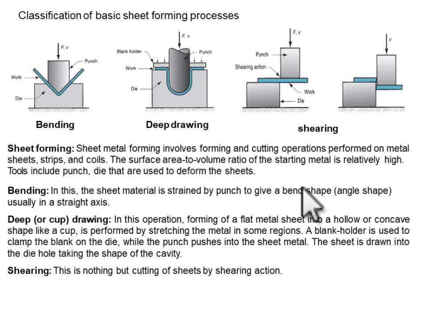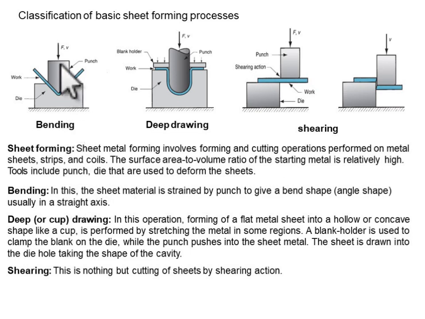Now the classification of basic sheet forming process. Many of us know these processes in our daily life. So sheet metals are basically those where the surface area is very high as compared to volume. Sheet metal forming involves forming and cutting operations performed on metal sheets, strips and coils. The surface area to volume ratio of the starting metal is very high, so that's why it is called sheet metal. And now start with bending.